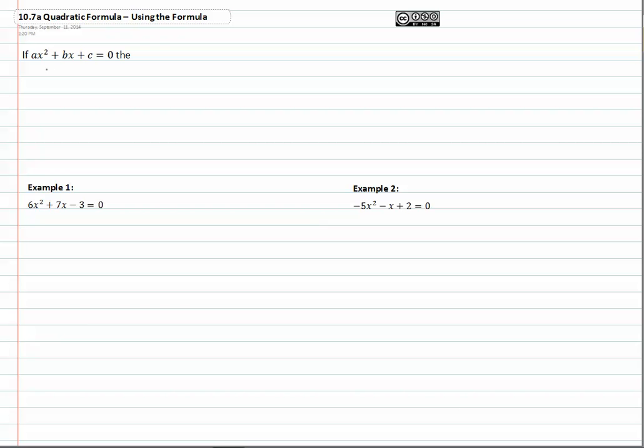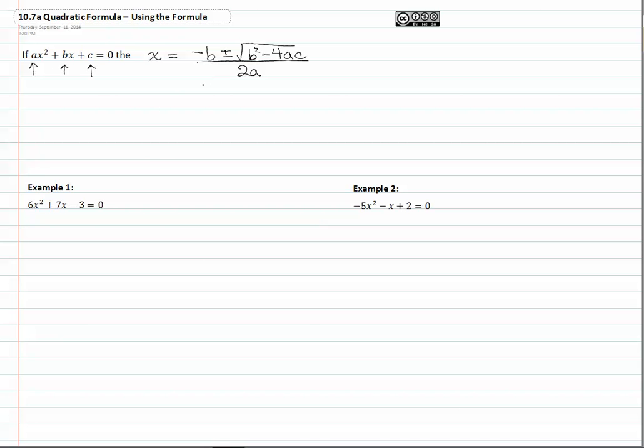So if we have an equation of the form ax squared plus bx plus c equals 0, we can use the formula x is equal to negative b plus or minus the square root of b squared minus 4ac, all over 2a. Remember, a, b, and c just represent the coefficients in front of each term.